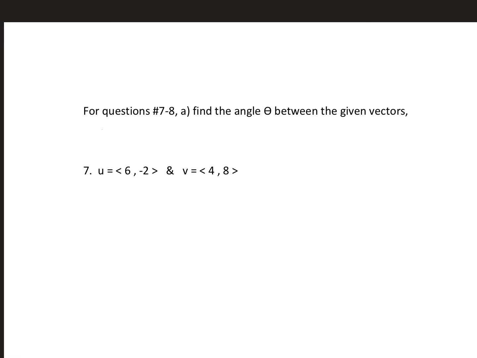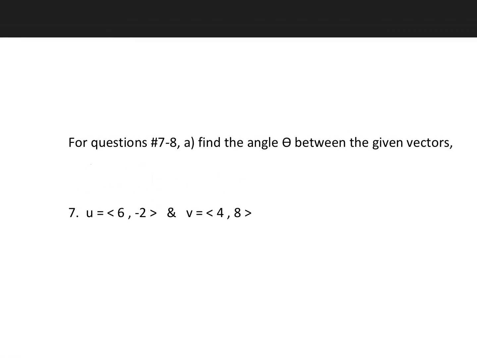All right, number 7. So find the angle between the given vectors. So this formula will be given to you to find the angle between the vectors. It's cosine theta is equal to the dot product over the magnitudes.